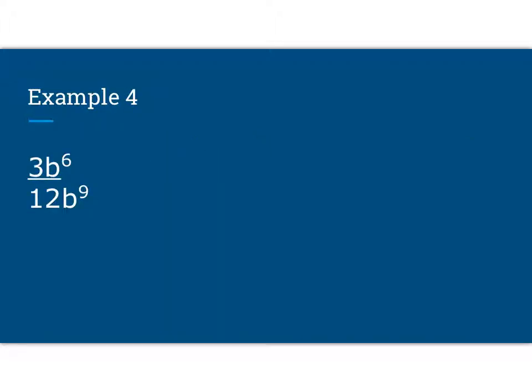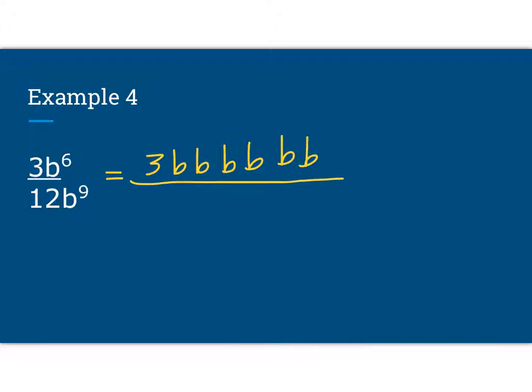Alright, pause the video right here and I'll let you guys try this one on your own, and I'll be back in just a minute. Alright, hopefully you've had a chance to try this. Here's what it should look like. Three with b times itself 6 times on the bottom. You have a lot to write out on the top. You have a lot to write out on the bottom.